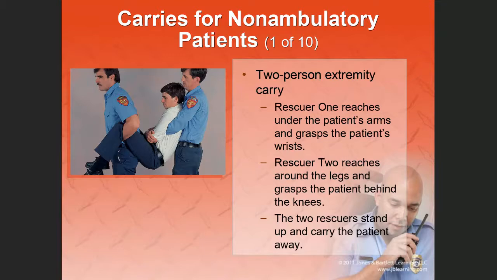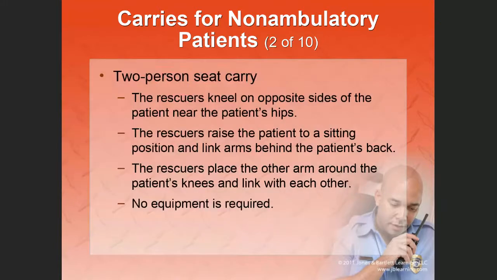Carries for non-ambulatory patients. So ways that you can carry patients that can't walk. You have the two-person extremity carry. Rescuer one reaches under the patient's arm and grasps the patient's wrist. Rescuer two reaches around the legs and grasps the patient behind the knees. The two rescuers stand up and carry the patient away.